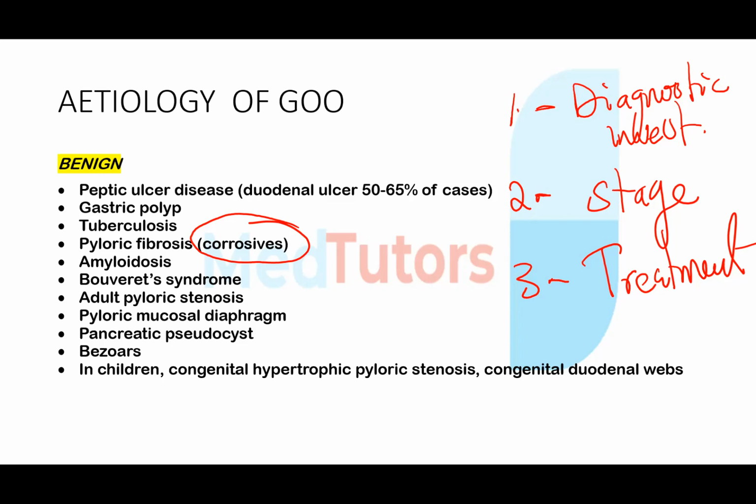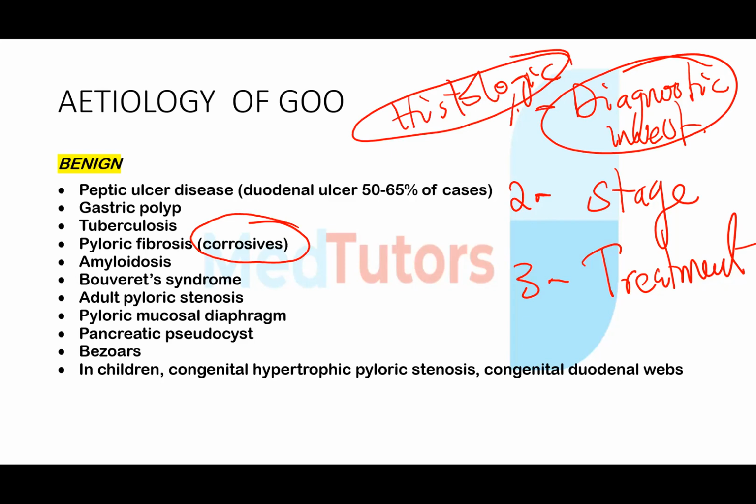Here, you basically do histology. You want to take a sample and get a histologic diagnosis. For GOO, the diagnostic investigation is the one I mentioned, where you go and do your endoscopy and visualize the stomach. What are the things you see?